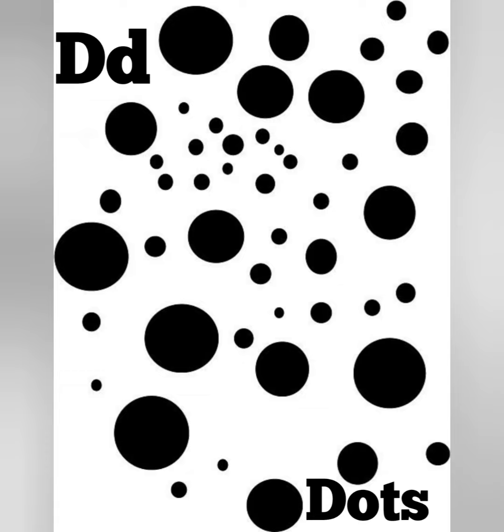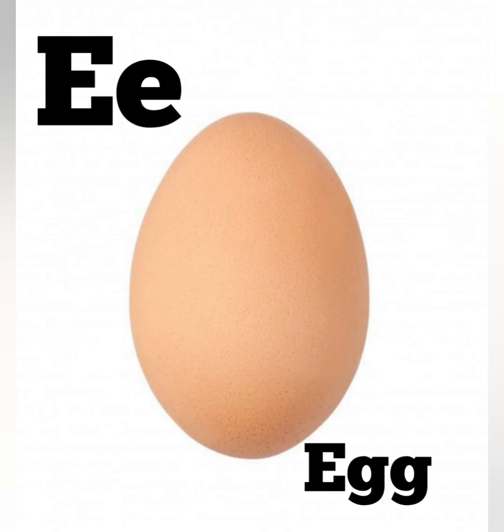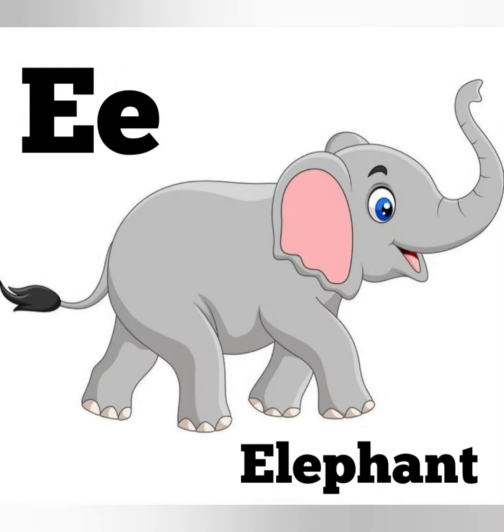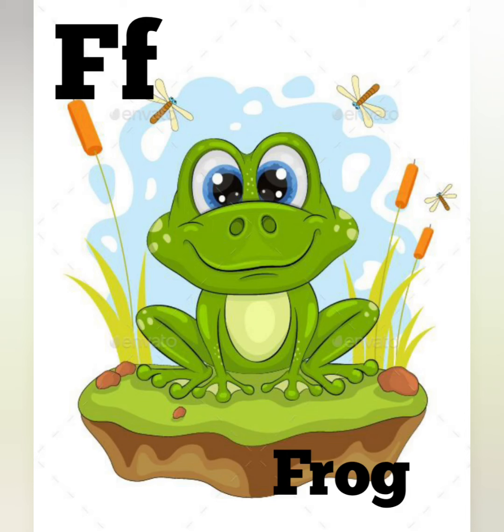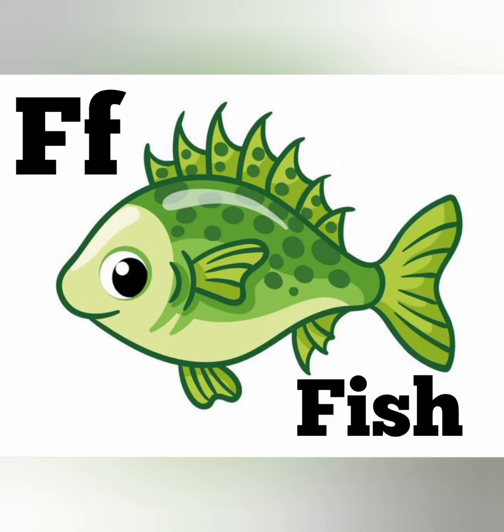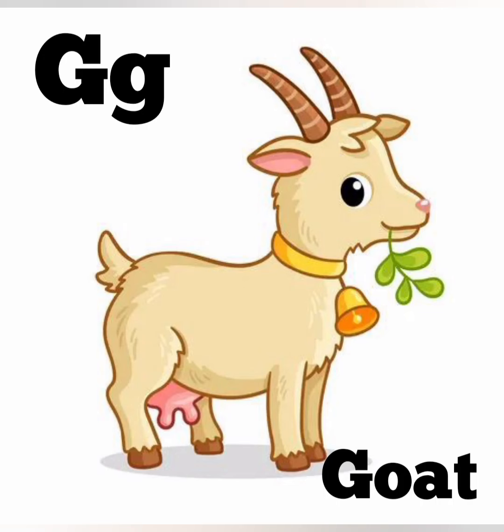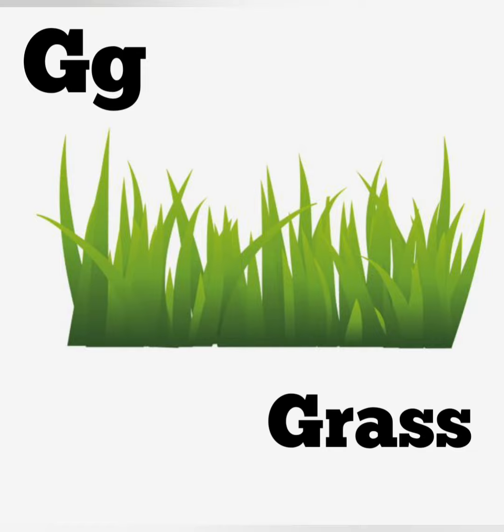E for egg, E for elephant. F for frog, F for fish. G for goat and G for grass.